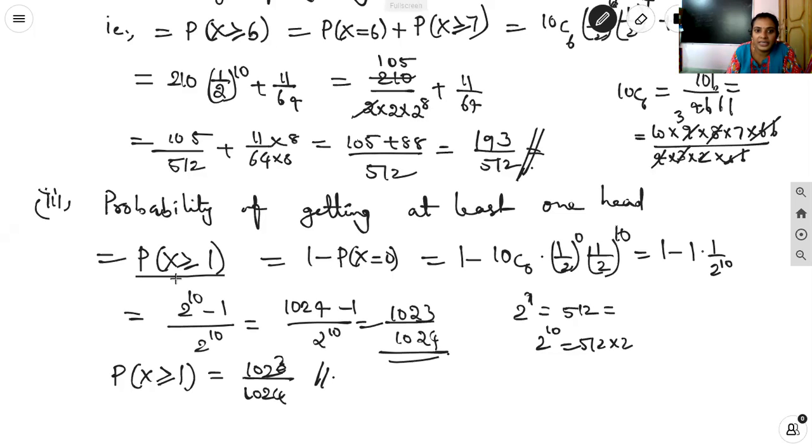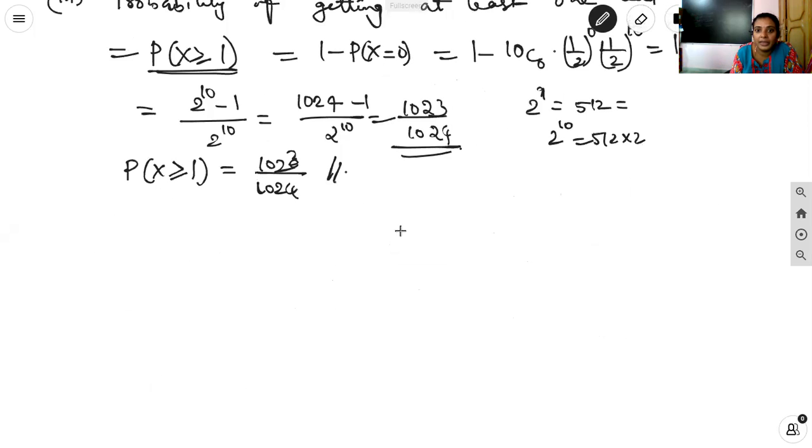Here P of x is greater than or equal to 0 means we can start from 1 to 10: 1, 2, 3, 4, 5, 6, 7, 8, 9, 10, probabilities we can take individually. But in the binomial theorem, r starts from 0. So this 0 is not there in the total probability.